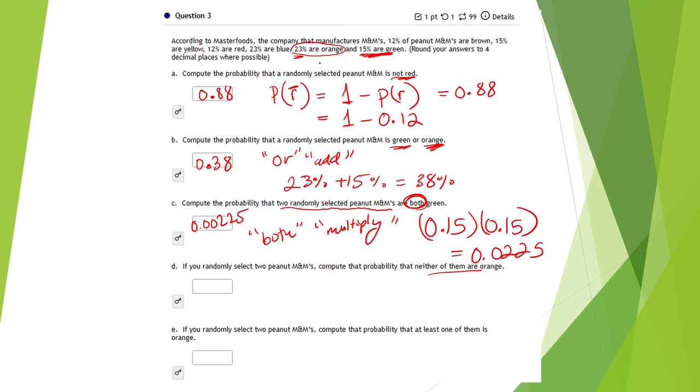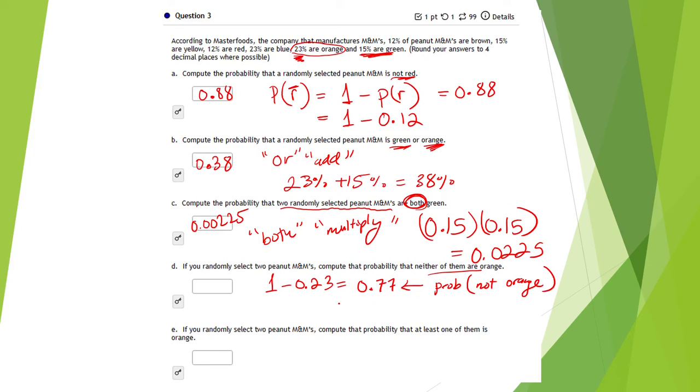For part D, if you randomly select 2 peanut M&Ms, compute the probability that neither of them are orange. To do this question, we'll look at the percentage of orange M&Ms. There's 23% that are orange. What's the probability of it not being orange? Well, I can do the complement rule again. 1 minus 0.23 is going to be 0.77. This is the probability of not orange.